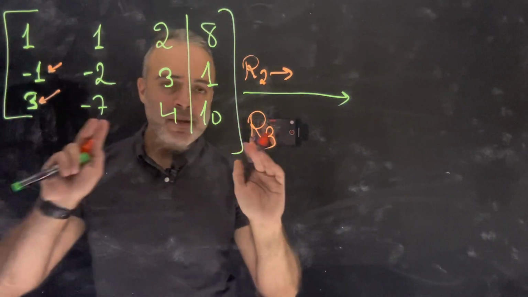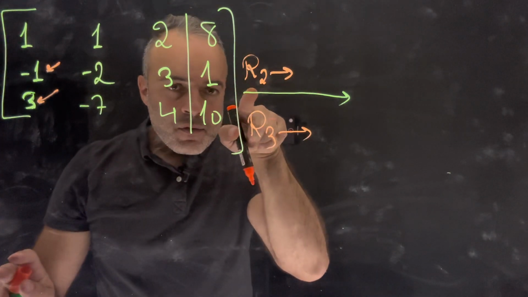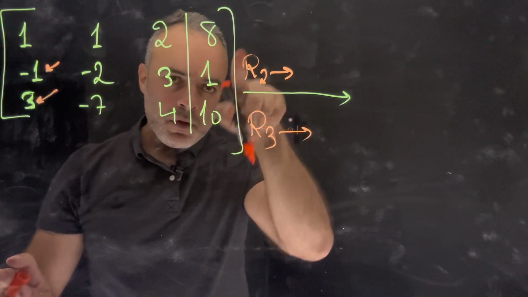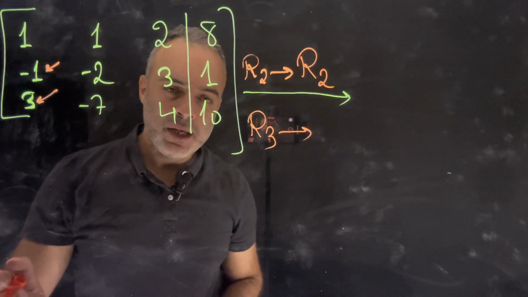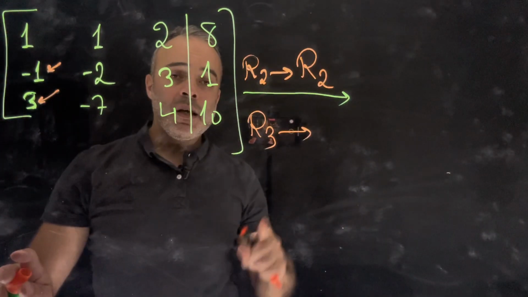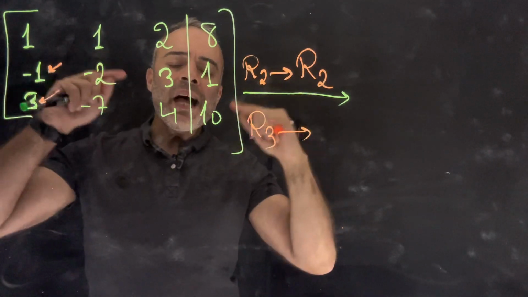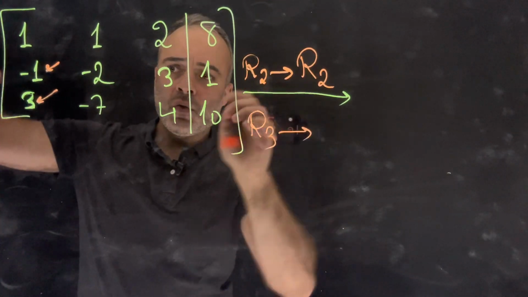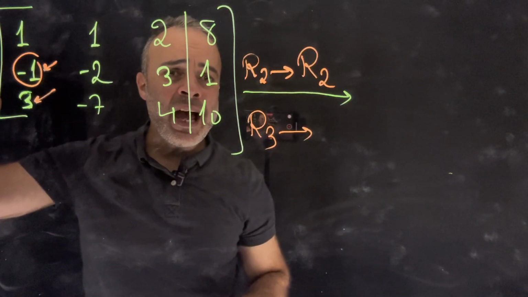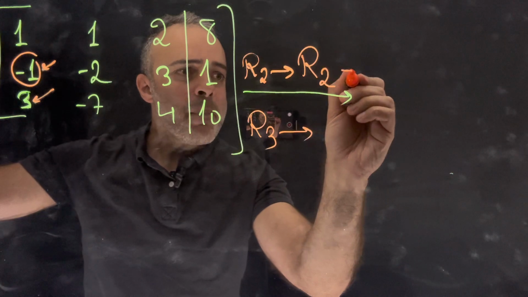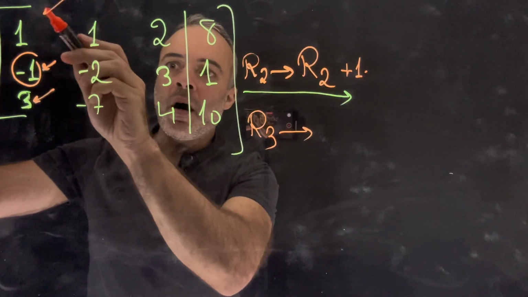Okay, look at this method. Whatever you have here, so I wrote R2, for example, I copy it again. So R2, R2. Okay, R3, R3. Then, so R2, R2. What is the element I want to convert into 0 in R2? It is -1. So whatever the element that I have, I put its opposite sign, which is +1, and multiply it by R1.